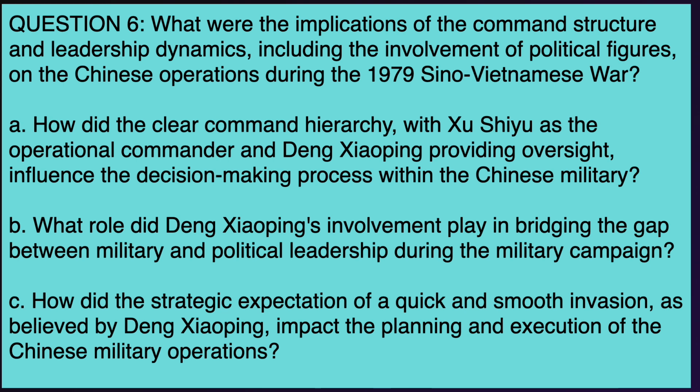Under this, the subparts are: Part A, how did the clear command hierarchy, with Zhu Jiu as the operational commander and Deng Xiaoping providing oversight, influence the decision-making process within the Chinese military? Next part, what role did Deng Xiaoping's involvement play in bridging the gap between military and political leadership during the military campaign?